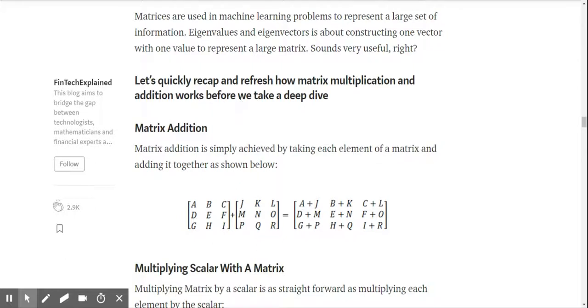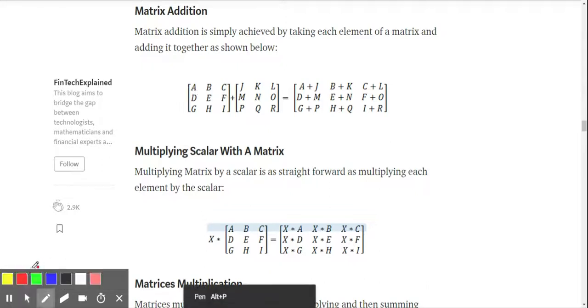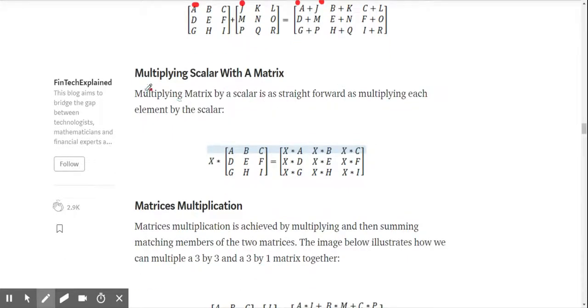Let's quickly recap and refresh how matrix addition and multiplication work. So that's addition: you've got A and J, so A plus J is here, and then repeat that. Multiplying a scalar with a matrix, you take the scalar and multiply it through all the different components.